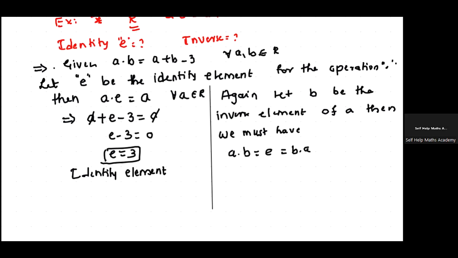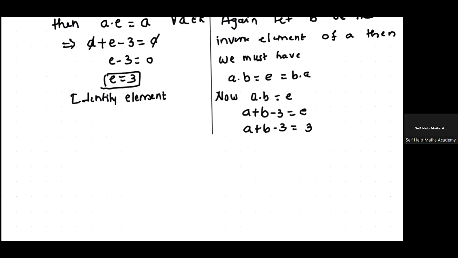So now let me consider A dot B equal to E. By the definition, A plus B minus 3 is equal to E. But from the previous result, we know that the value of E is 3. So substitute 3 here: A plus B minus 3 equal to 3. Now simplify this. A plus B will be equal to 3 plus 3. Therefore A plus B is equal to 6. Now B is our inverse, so let me take this A on the other hand.